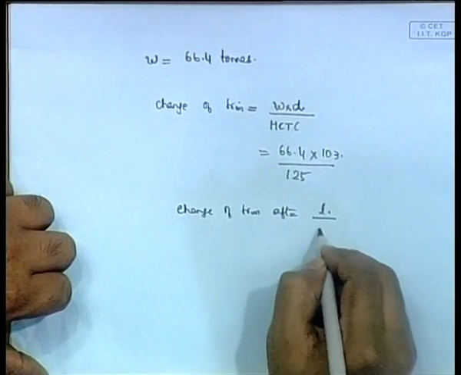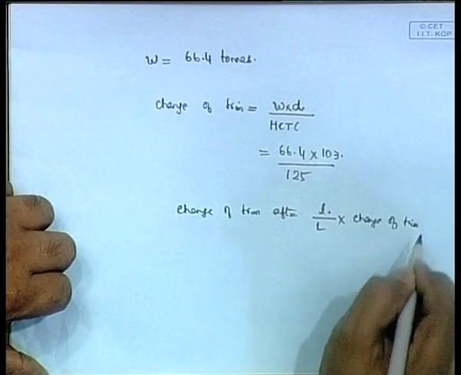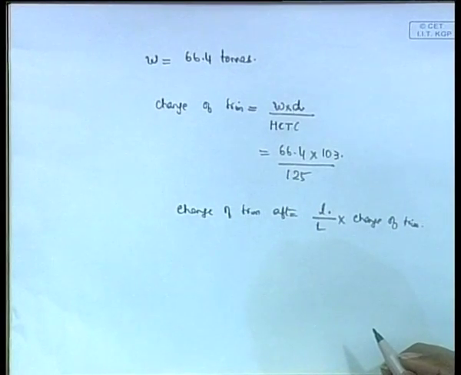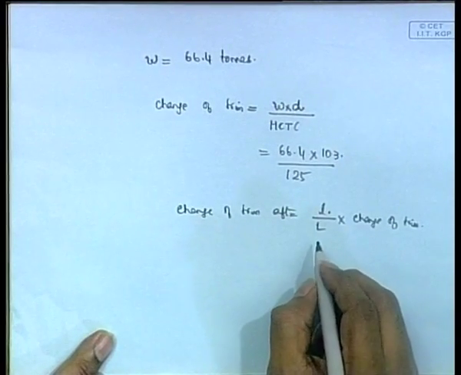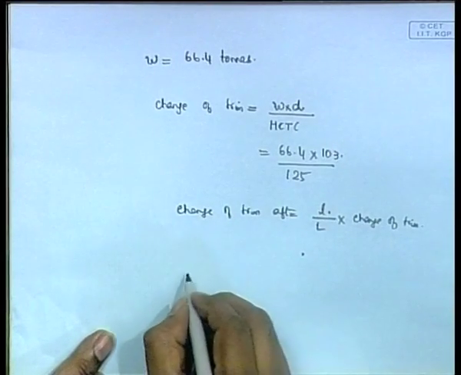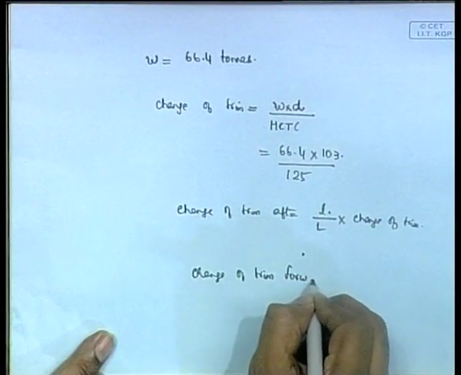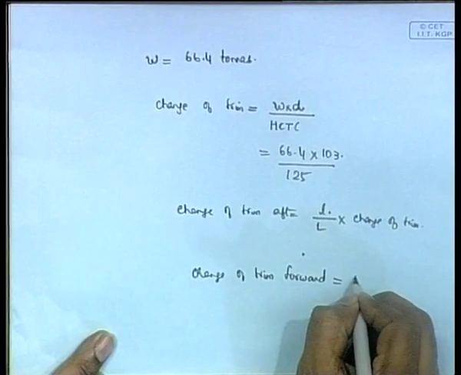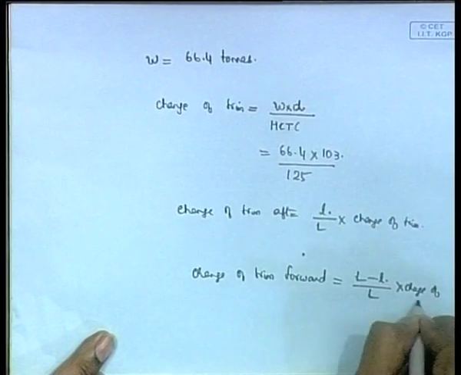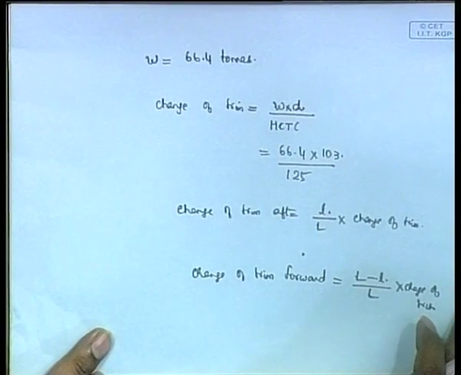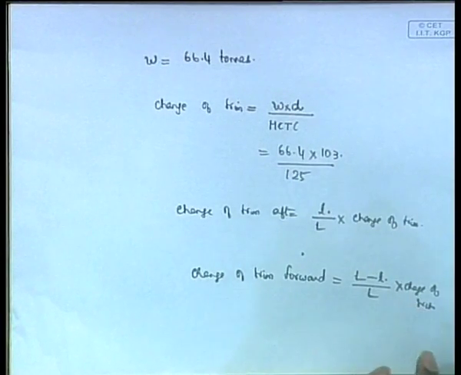This formula also you just have to remember, l by L into change of trim. So, once you have your total change of trim, you do l by L into change of trim, which will give you the change of trim aft. I think you can do that. Then similarly, you have to find the change of trim forward, which will be L minus l by L into change of trim, that you can find. So this gives you the change of trim.